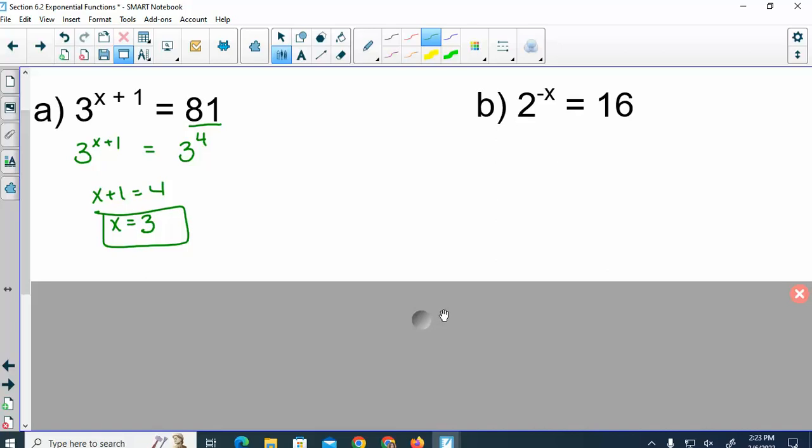I remember this now. So 16 is 2 to the 4th. And then x is 4. So far so good.